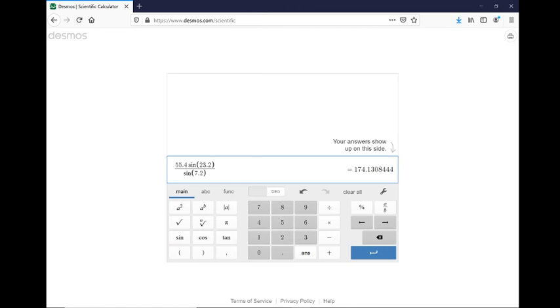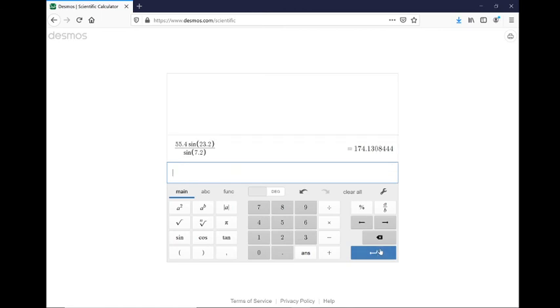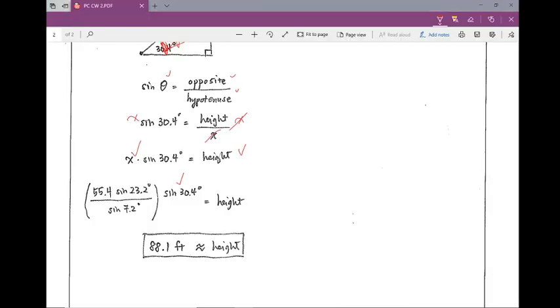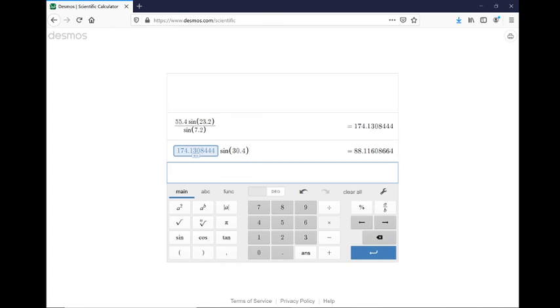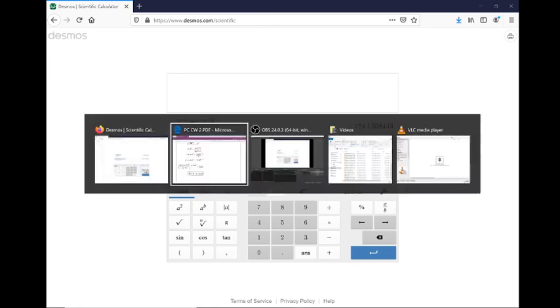Going back to this, if I had accidentally pressed enter, for example, I'm just going to press this key that says answer and then multiply it to sine of 30.4. Sine of 30.4 degrees. And I get my answer. It is 88.1 if we round it off.